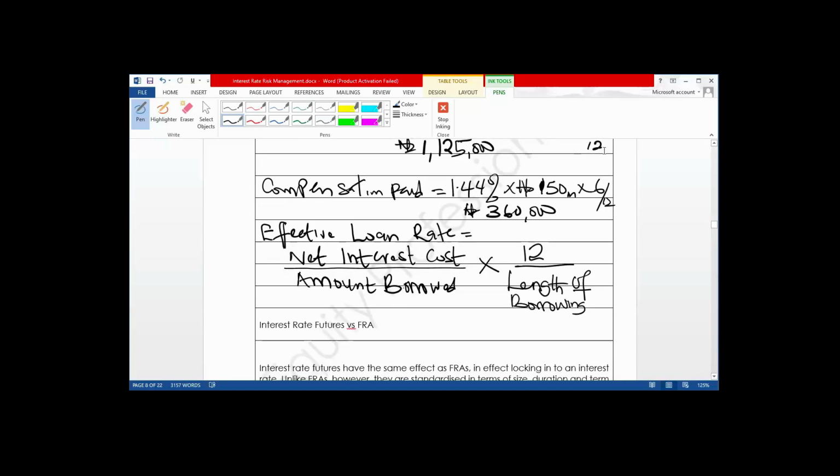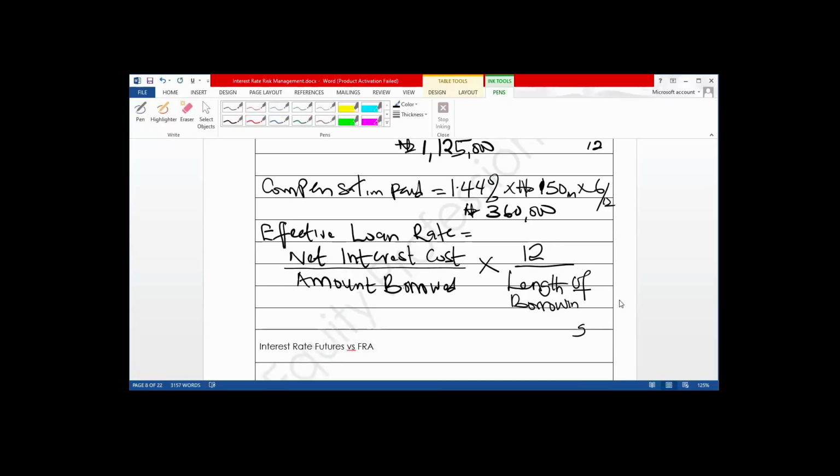So if I want to calculate the effective loan rate, wow, is it network? So many students have left the class. Maybe it's due to network. Initially, we started with 15. Now you have only 8 students in class.